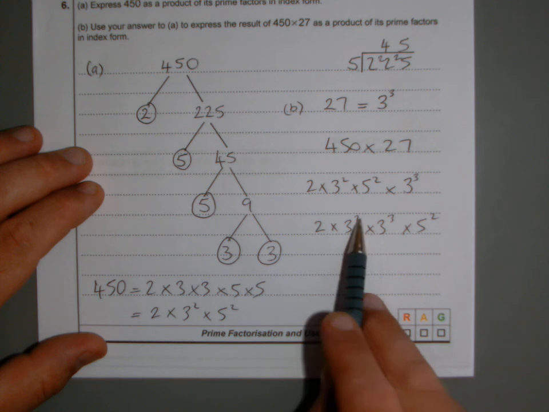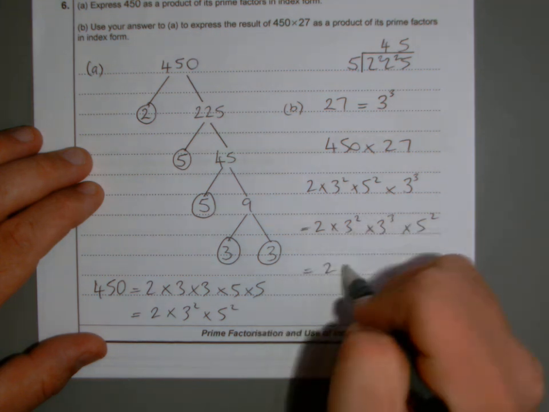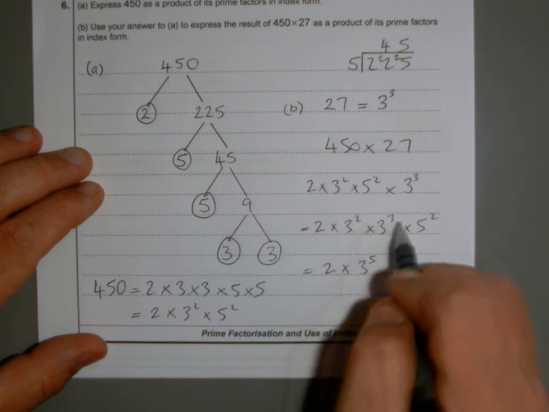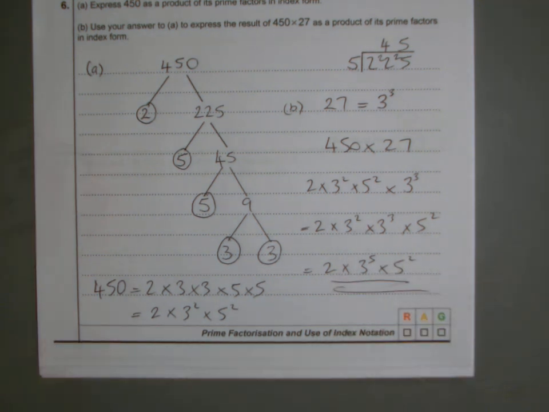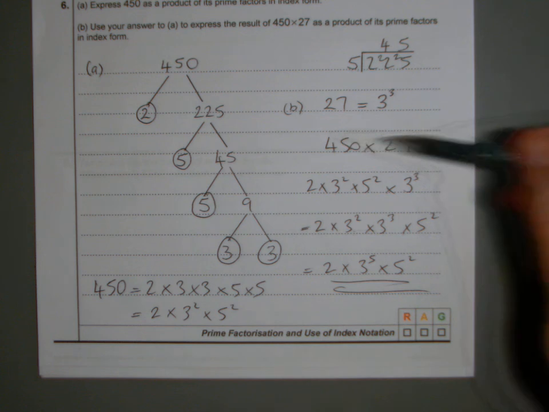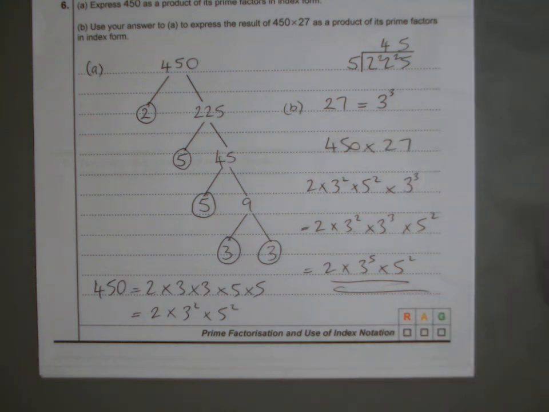Remember, with rules of indices, you add the powers. So this would be equal to 2 times 3 to the power 5, yeah, when you add those powers, times 5 squared. So that is my answer for this multiplication here. So you don't actually have to do the multiplication, you can use the result from before to write it in index form.